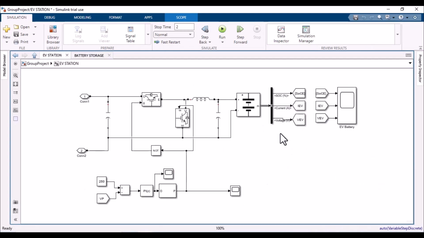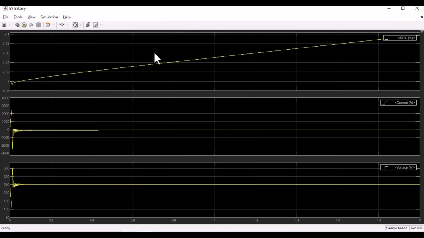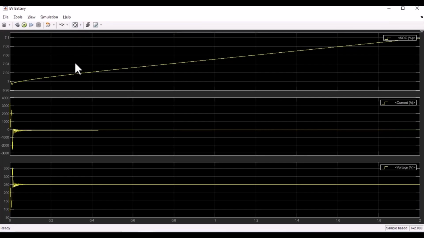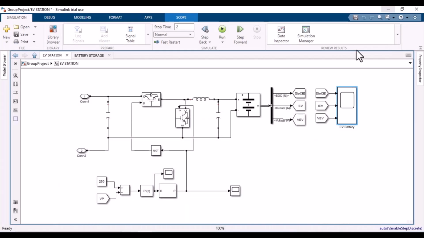And when we look at the EV station, it's almost the same circuit we have used in the EV battery storage. So we fix it at 7% charge. So this battery is at 7% charge, and it will be charging. Actually, from here it will start charging, and the current is just below zero. It shows the charging level, and the voltage is fixed at 250. So both these batteries or both these stations are connected at the same 250 volts.